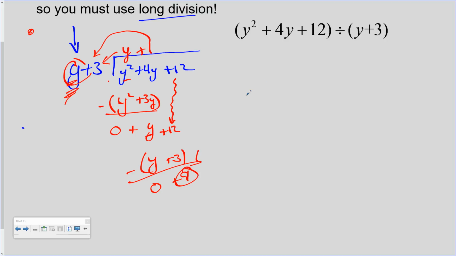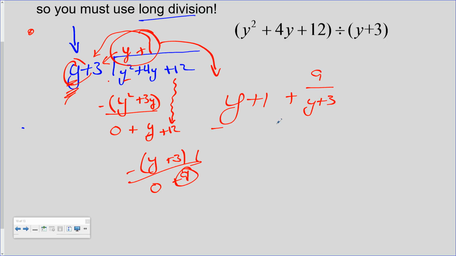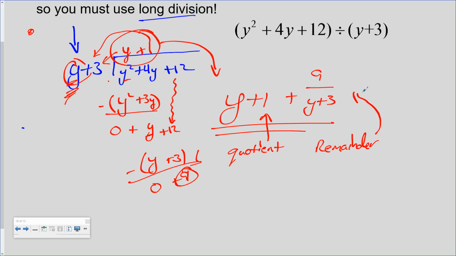So the way we're going to write that is the answer is going to be y plus 1, which is up here, plus 9 divided by y plus 3, that piece that we couldn't do. Okay, so this will be our quotient, and this is our remainder, the piece left over that we couldn't divide evenly. And since we don't have any skills to divide 9 by a binomial, we just leave it like that.